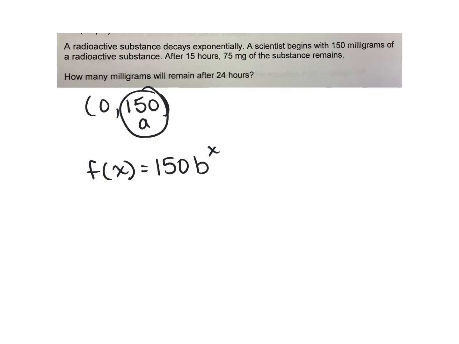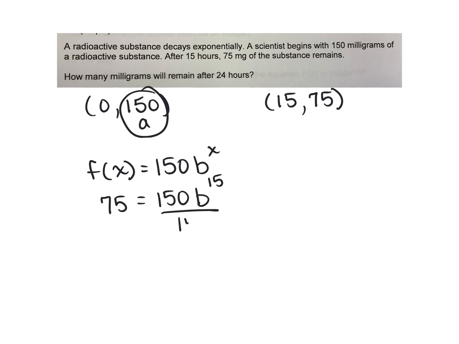So the second sentence says that after 15 hours, there is 75 milligrams of the substance remaining. So what that equation is going to do is give us our function. So I'm going to plug 75 in where my y is. 150 is still my initial value. b is what I don't know, and then x is going to be 15. So the first thing I do is divide both sides by 150, which is going to give me 1/2, or 0.5. If you like decimals better, do that.